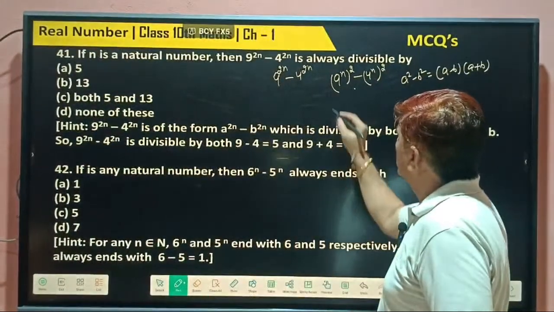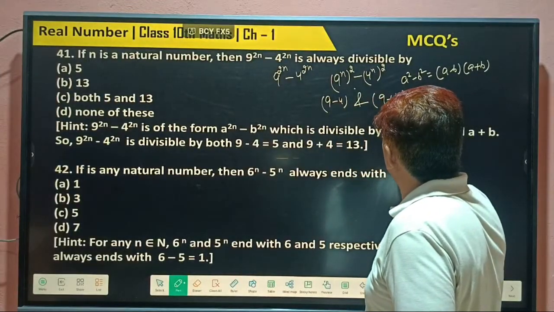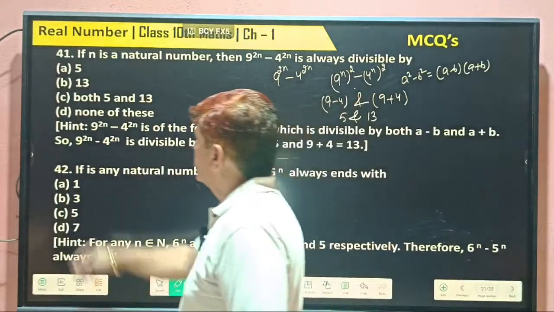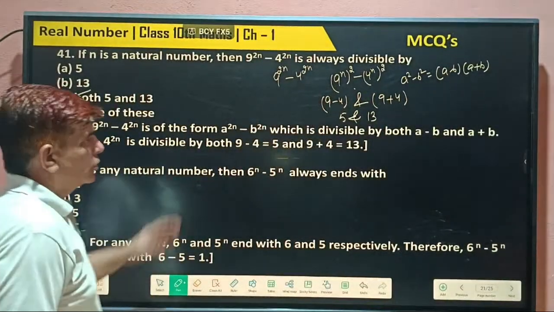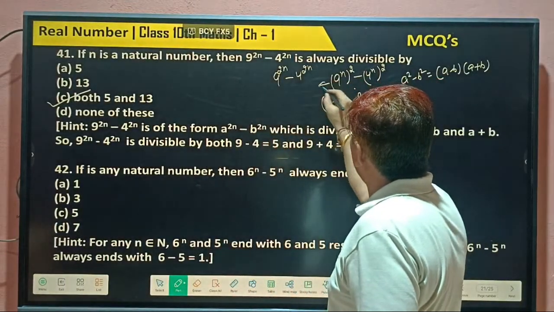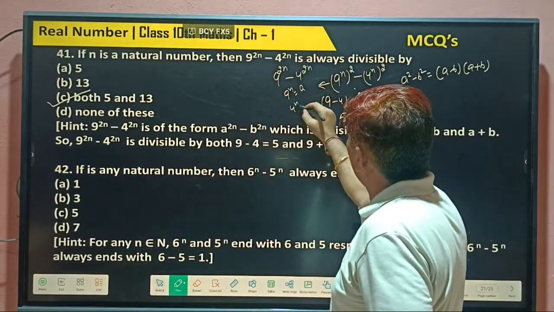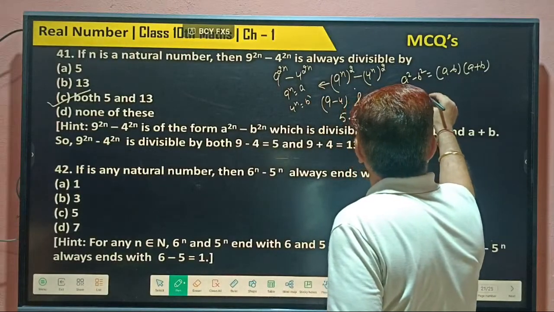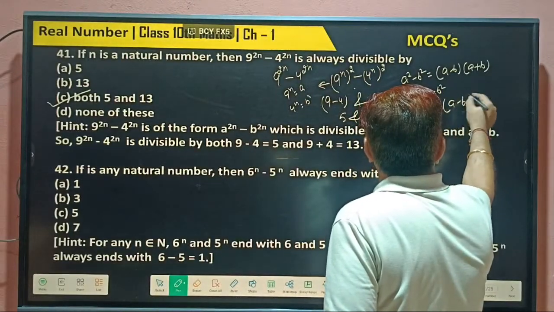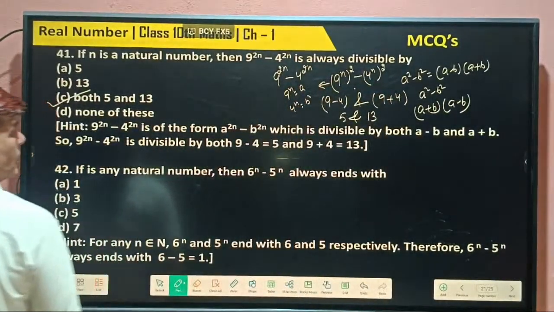Understood? So it's divisible by 9 minus 4 and 9 plus 4. So 9 minus 4 is 5, and 9 plus 4 is 13. So this number is divisible by these. If you have not understood this, we can write 9 power n equal to a and 4 power n equal to b. So it becomes a square minus b square, so a plus b, a minus b. Got it? n is a natural number.